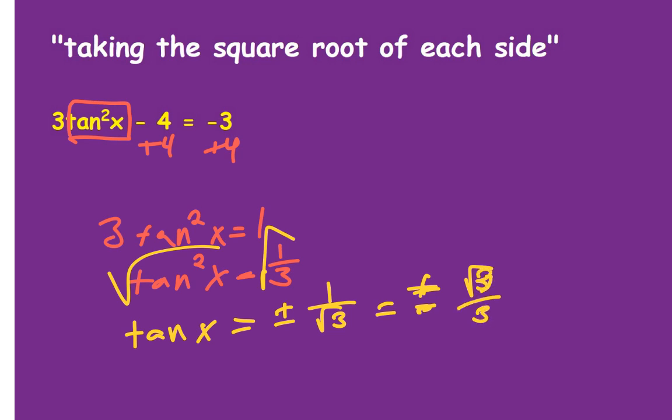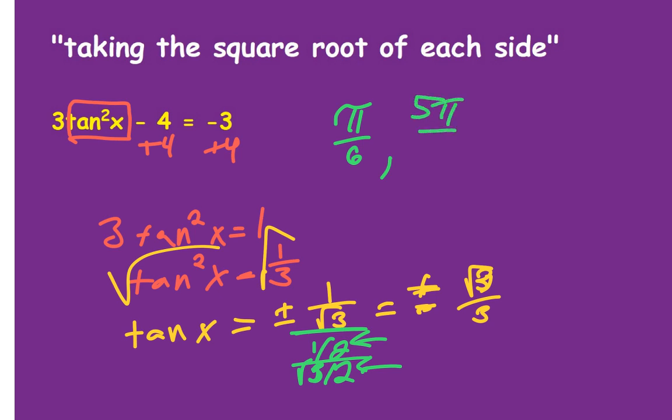Which, in all honesty, when you're looking around the unit circle, this one's a little easier to look at because you're looking for 1/2 and square root of 3 over 2. And remember, this is y and this is x. So the first place that it is pi over 6. And then the next place is going to be at 5 pi over 6. And the next place is going to be 7 pi over 6. And the next place is going to be 11 pi over 6.